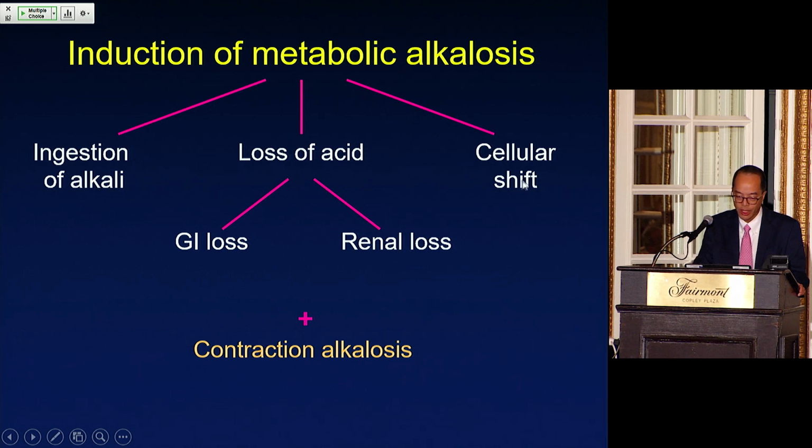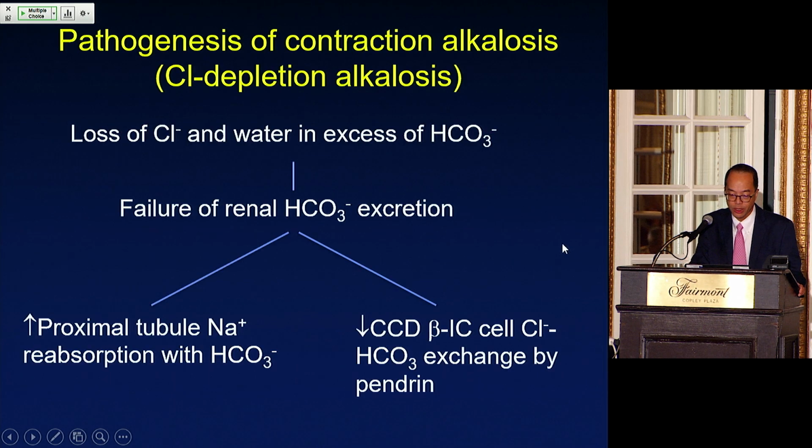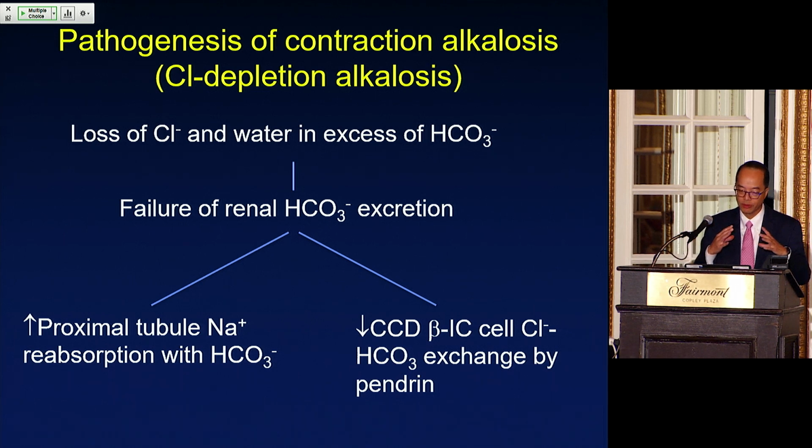And then finally, one other cause that we don't normally consider in this algorithm is contraction alkalosis, which some people have suggested should be called chloride depletion alkalosis. So contraction refers to a contraction in the extracellular volume of the patient, but essentially it's contraction due to loss of chloride-rich fluids and water in excess of bicarbonate, okay?